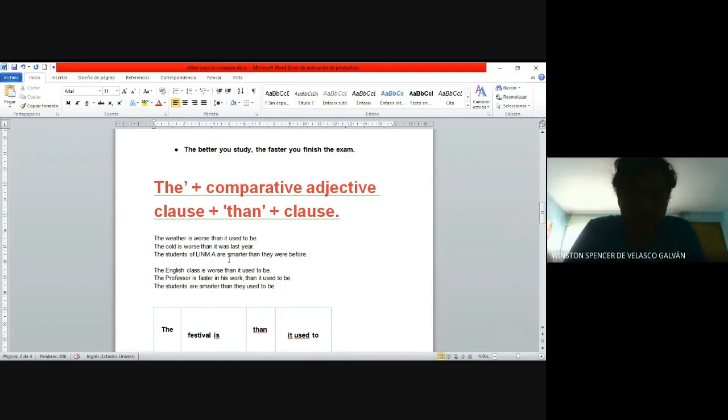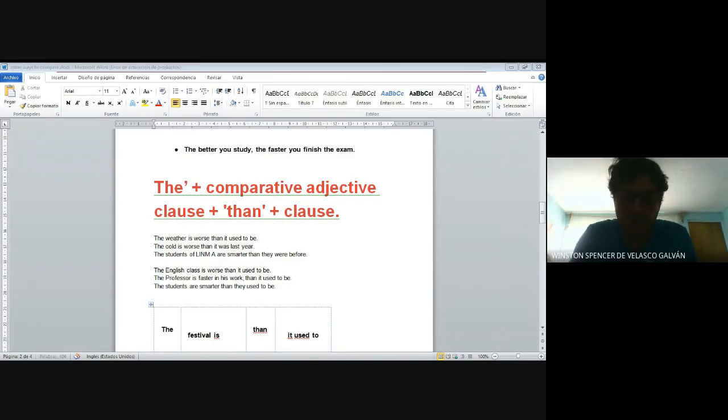Los estudiantes del grupo A, de la licenciatura en negocios y mercadotecnia, son más inteligentes de lo que ellos eran antes. ¿Por qué? Porque ya tienen más conocimiento, ya tienen más experiencia, ya han trabajado, ya han aportado, ya han hecho proyectos. Entonces, creo que es el ejemplo perfecto, ¿no? ¿Queda claro cómo se utiliza esta cláusula? Confirmen por el chat, por favor.